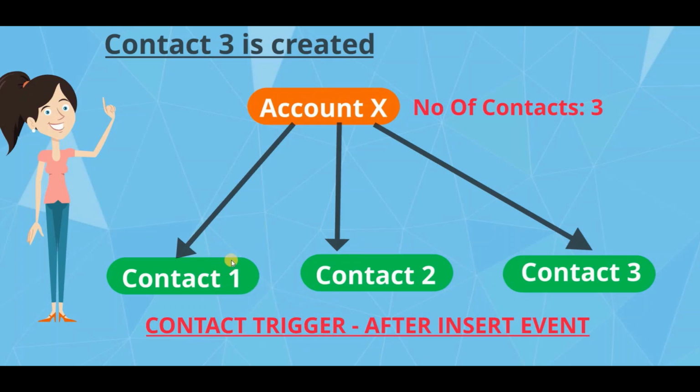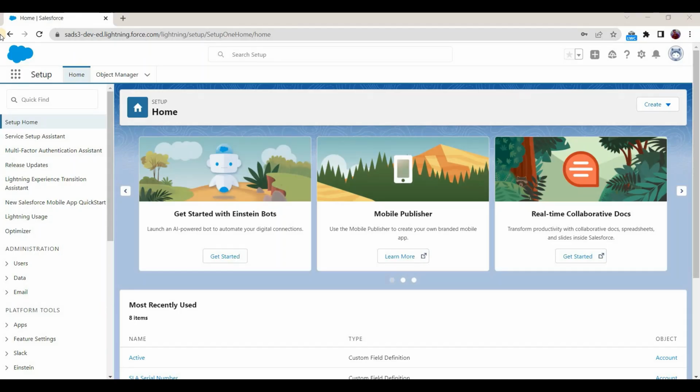So whenever a contact is getting inserted, after that insertion we are trying to update the number of contacts field on the account record. That's the reason we need to choose the after insert event. So we need to write our trigger on contact, and the event would be after insert. Theory part is done. Let's do the practicals.